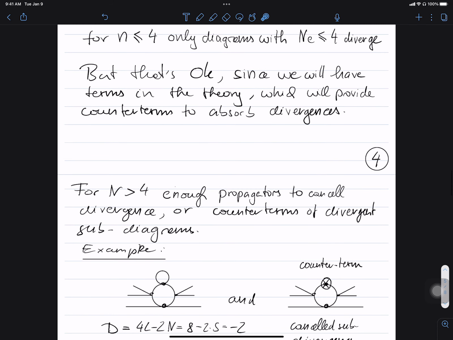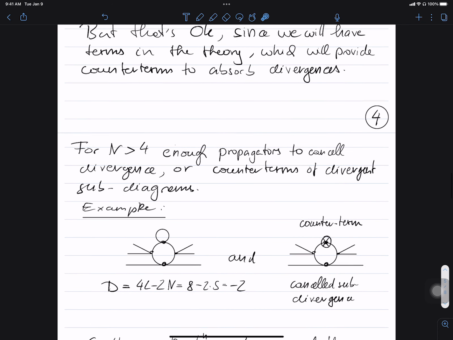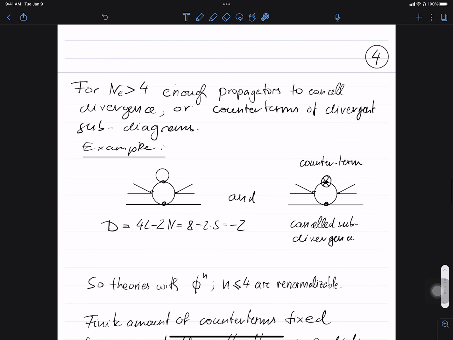On the other hand, if we have only up to 4 particles participating in the interaction, we can always find the counterterms and map the theory again on itself, basically absorbing all the divergences. And for any number of external particles that is larger than 4, we have enough propagators to cancel divergences, or counterterms to cancel divergent subdiagrams.